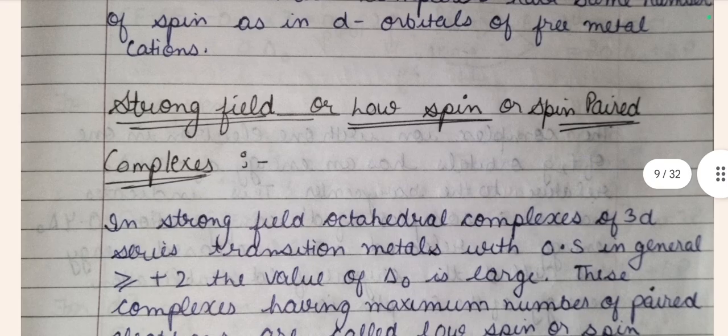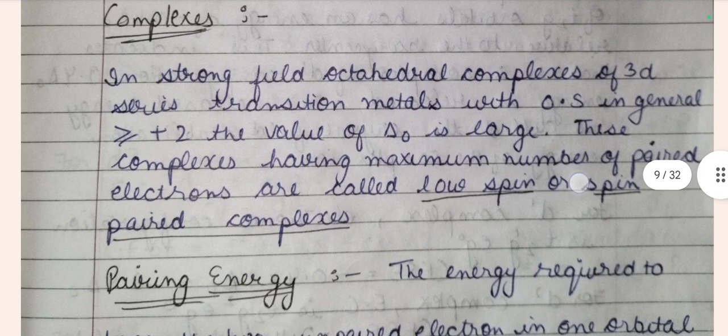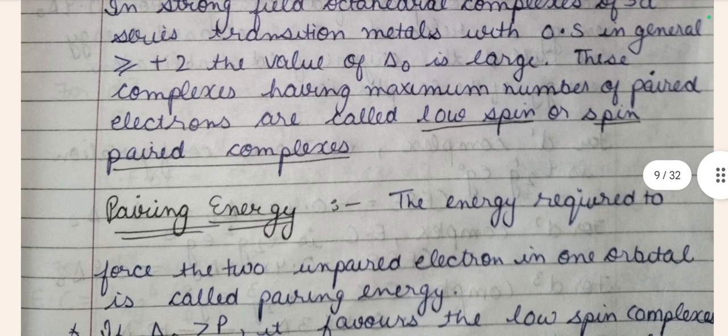Strong field or low spin or spin paired complexes. In strong field octahedral complexes of 3d series transition metals with oxidation state smaller than or equal to plus 2, the value of Δo is large, and these complexes, which have the maximum number of paired electrons, are called low spin or spin paired complexes.